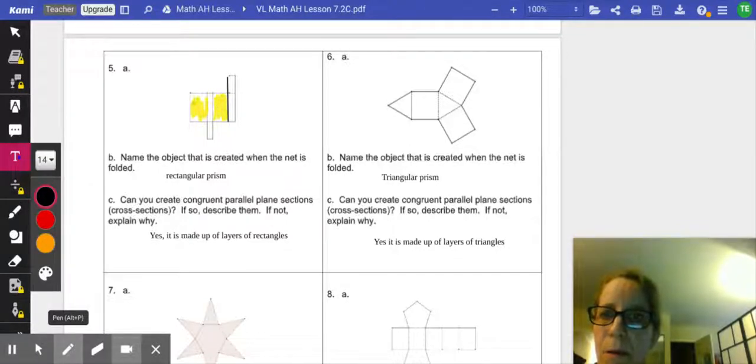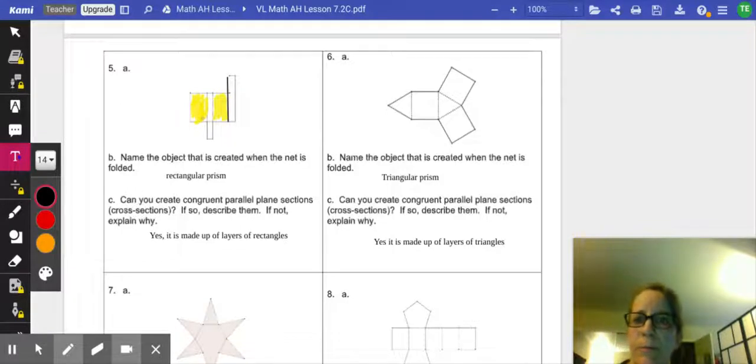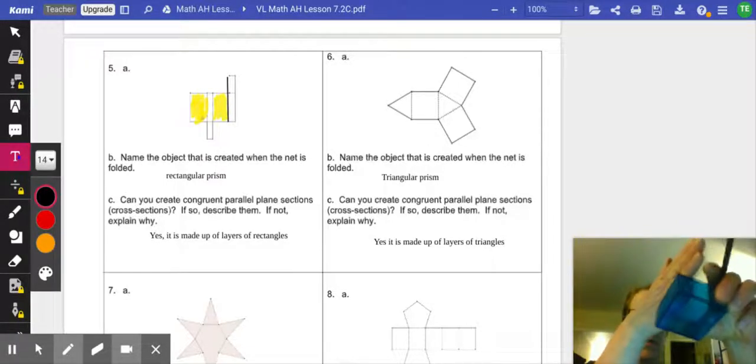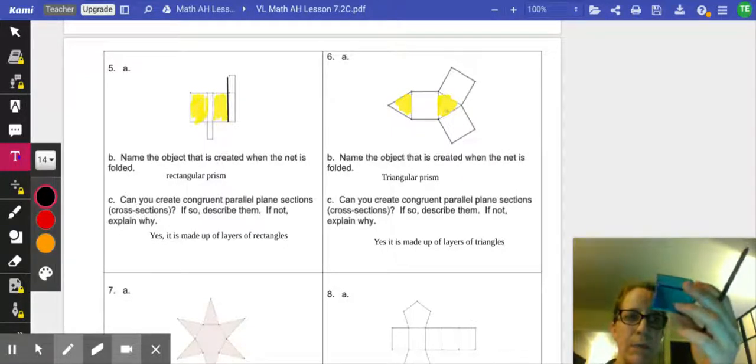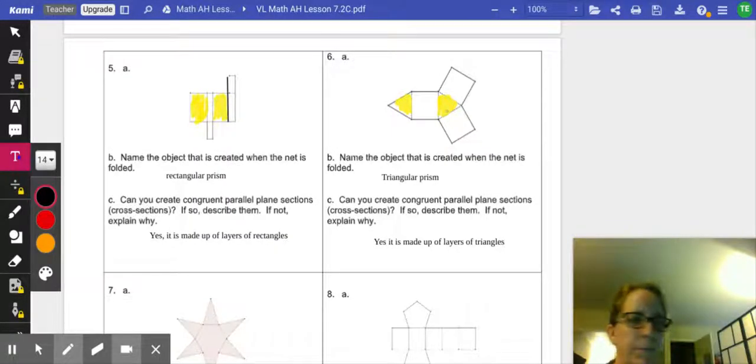Okay, you could have called 2 other sets your bases. It doesn't matter. It's a rectangular prism. I like those 2. And yeah, I would get layers of rectangles. When I have a rectangular prism, I can cut parallel to the base. I get layers of rectangles. The next one, that is a triangular prism. Here are my bases. And again, on the triangular prism, if I cut it, I'm going to get layers of triangles.